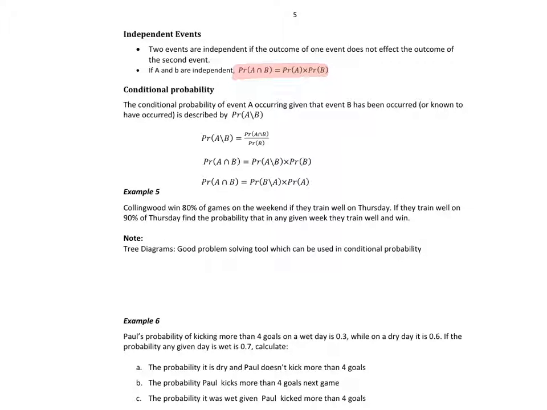Maybe taking shots at goal, or the chances of it raining today could depend upon whether it rained yesterday. Things like that probably aren't independent. So unless we're told independence applies, we should never assume it, unless it's one of those clear-cut ones where it's just obvious, rolling a dice, tossing a coin, where the events we say are memoryless, all right? So that's independent events.